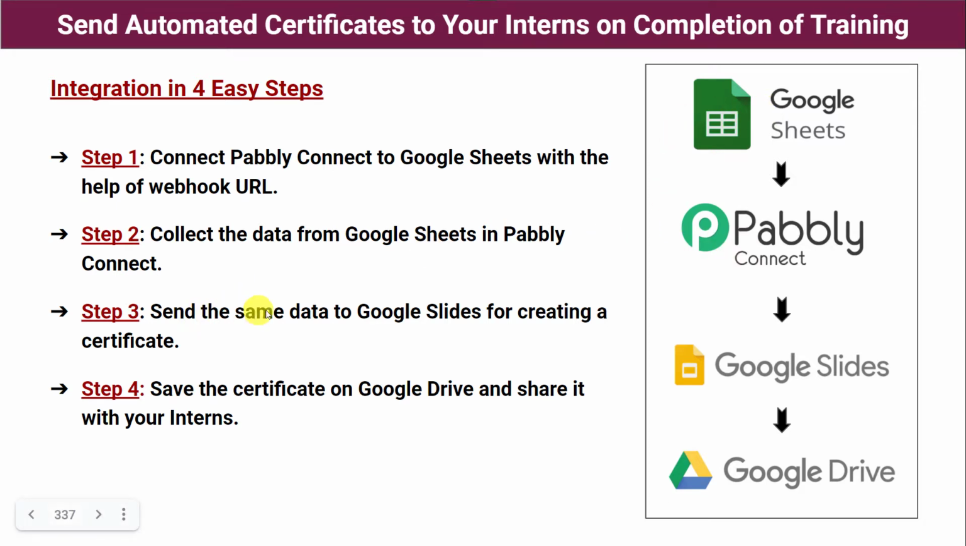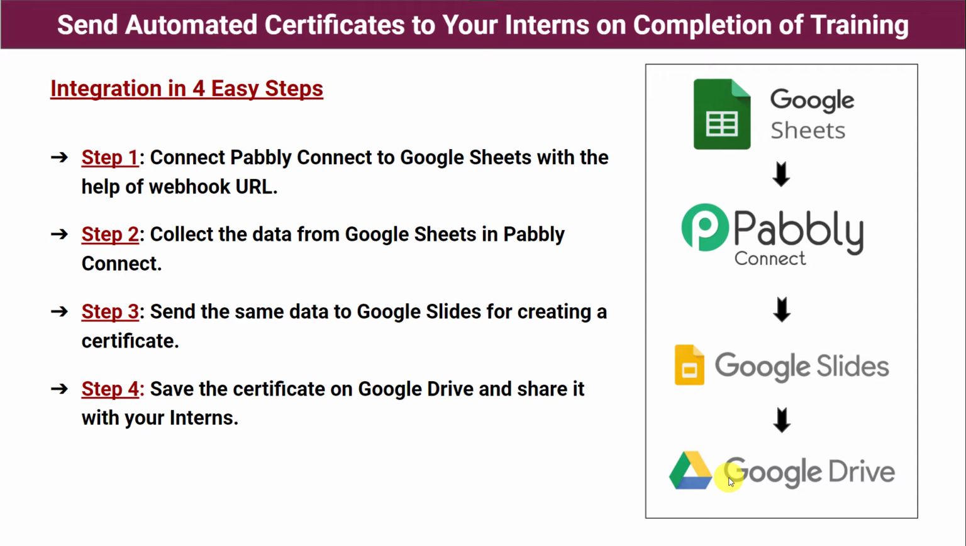At step 3, send the same data to Google Slides for creating a certificate. Whatever data Pabbly Connect has captured from Google Sheets, the same data will be sent to Google Slides for creating a certificate. And at step 4, save the certificate on Google Drive and share it with your interns. The certificate which is created in Google Slides will be saved in your Google Drive and then shared with your interns on their email IDs.